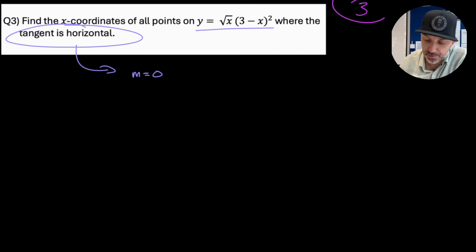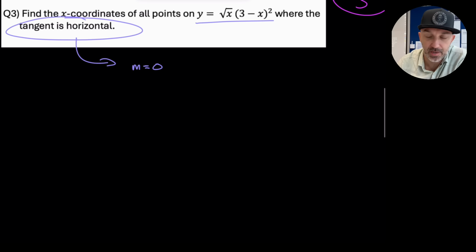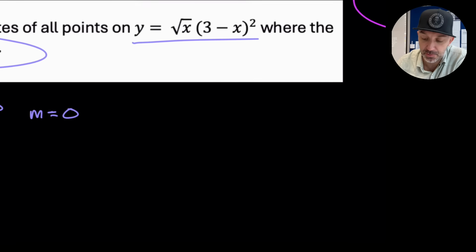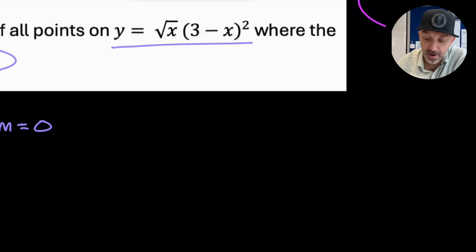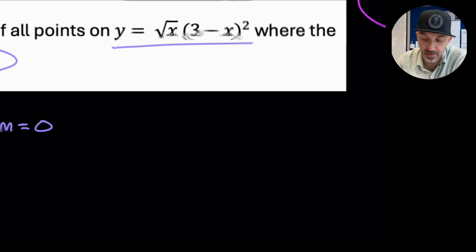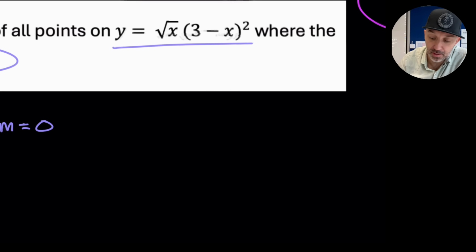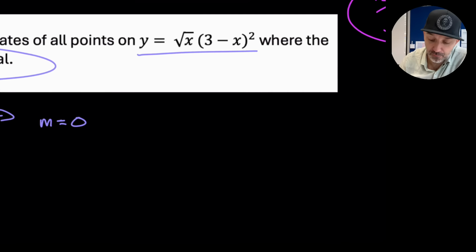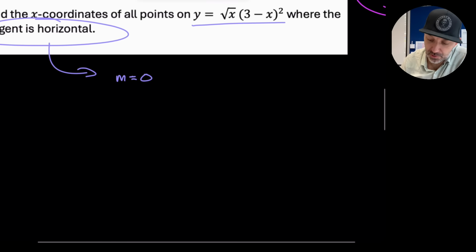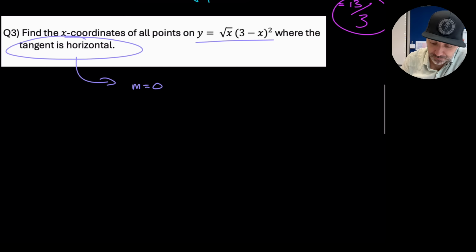It's just flat. So what we'll need to do then is differentiate this function with respect to x using product rule, and then equate that gradient function that we get to 0. And therefore we will solve for x for when the gradient is equal to 0, therefore finding the tangents that are equal to 0. So let's go ahead and do that now.